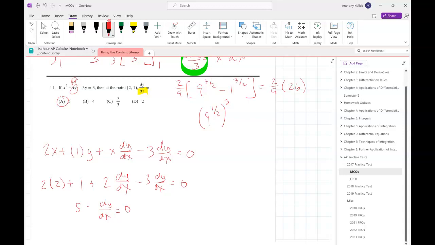We love on the AP exam to try to put the chain or product or quotient rule inside of an implicit differentiation situation to make sure you're using your rule and generating your dy dx's. Next one was 13.